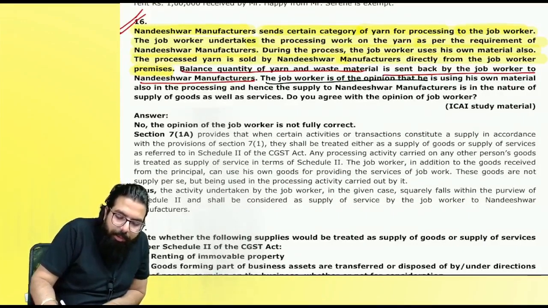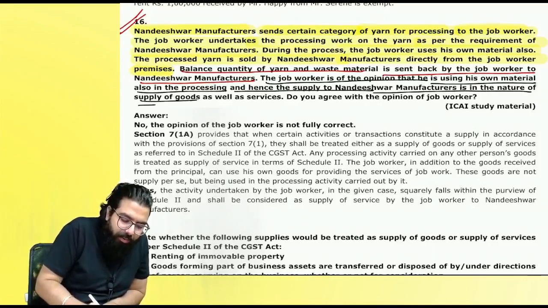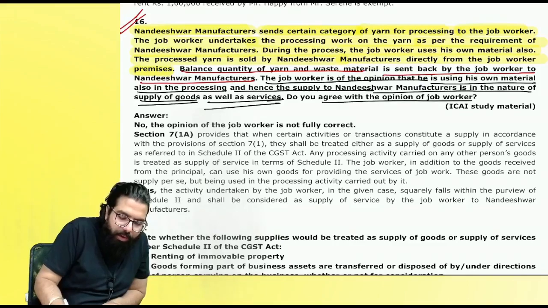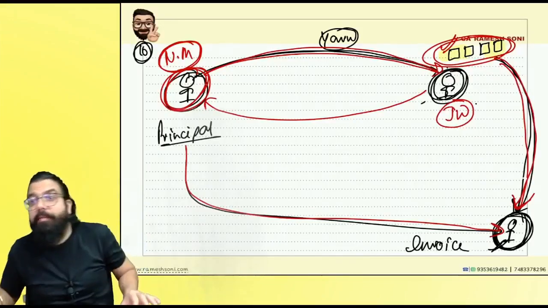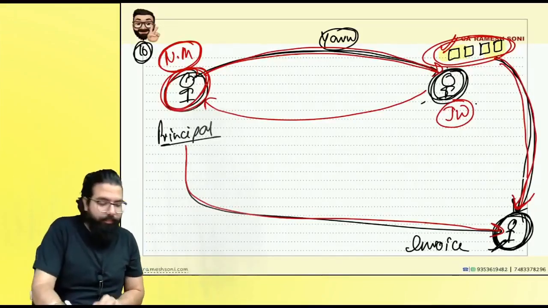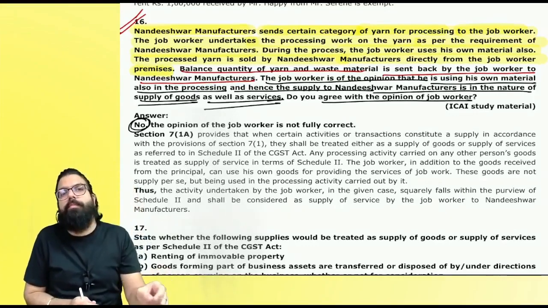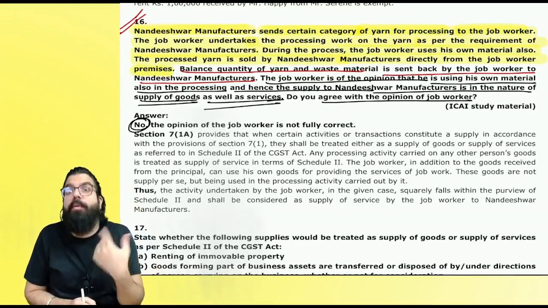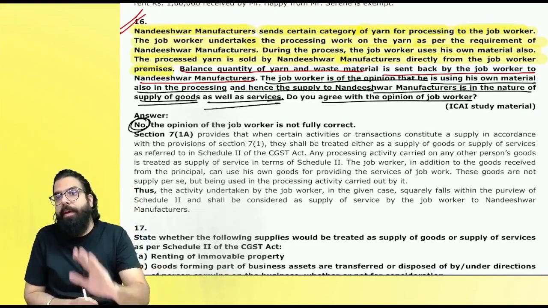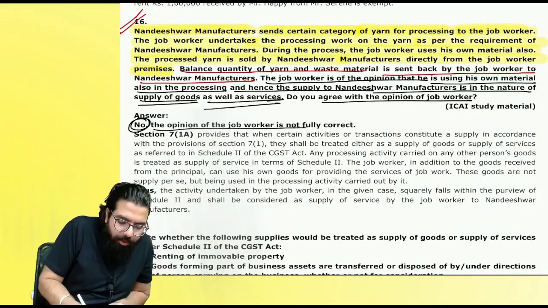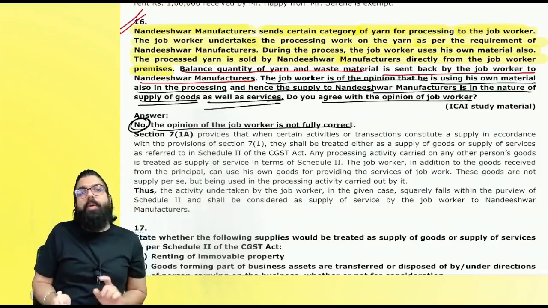Next. The job worker is of the opinion that he is using his own material also in the processing and hence supply to Nandish manufacturer is in the nature of supply of goods as well as supply of service. Do you agree with the job worker? Yes or no? See, no. The first word written is no, because what comes out of your mouth is your natural answer. No, the opinion of the job worker is not fully correct. Why not fully correct?